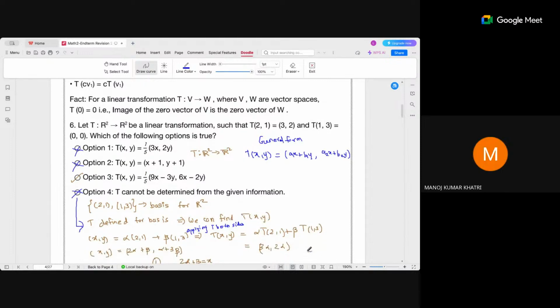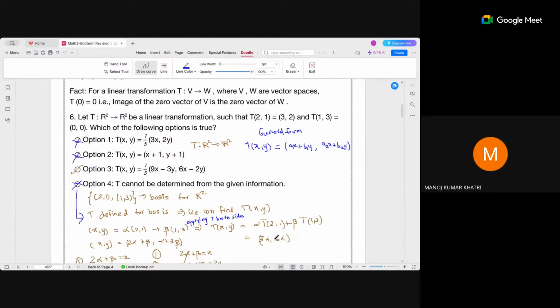After that, ma'am, how do you calculate? T of 2 comma 1 is given as 3 comma 2. And T of 1 comma 3 is 0 comma 0. So only you have 3 comma 2 here and this part becomes 0. So alpha times (3 comma 2) is (3 alpha comma 2 alpha). Clear? Okay, ma'am.